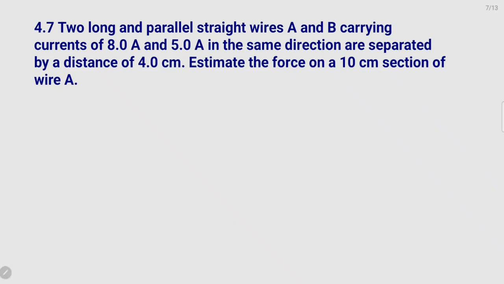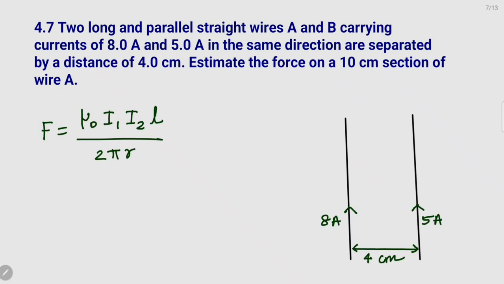So parallel current carrying wires. Two parallel current carrying wires A and B carrying current 8 ampere and 5 ampere. So 8 ampere is the current passing in one wire and 5 ampere in another wire, parallel. Both are basically parallel currents. So we know the formula for force. I drew the diagram neatly. So 8 ampere, 5 ampere, and the separation between the wires 4 centimeter.